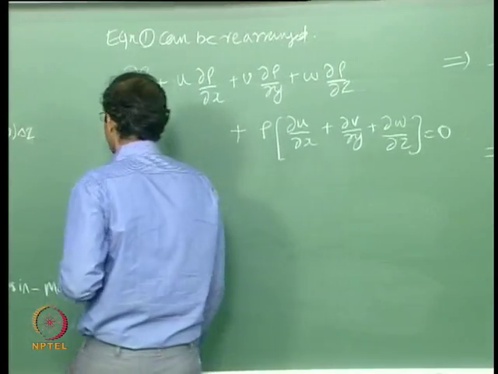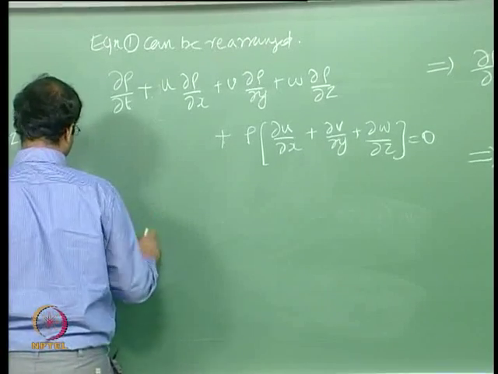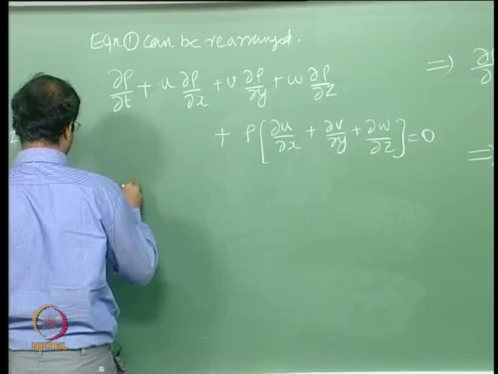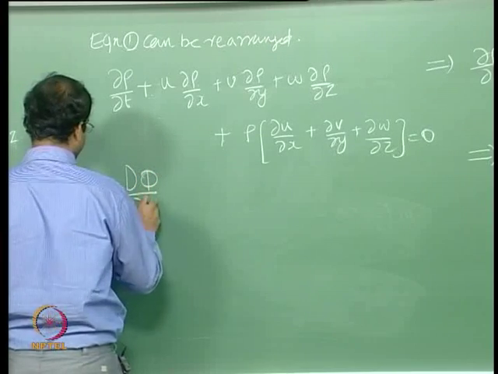So now we can define what is called a total derivative for any variable. For example phi, you can write your total derivative d phi by dt.